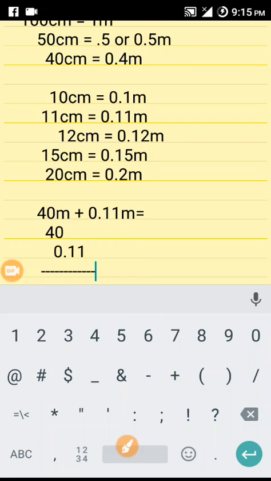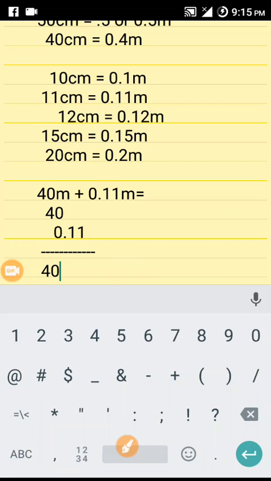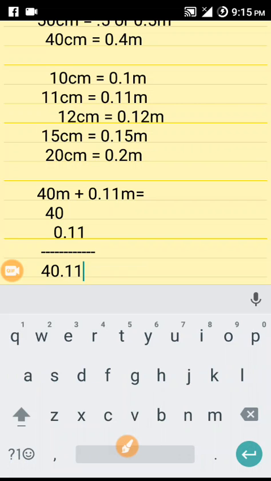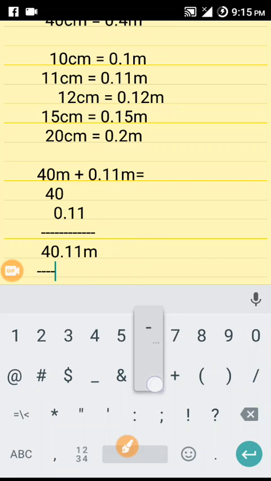So this is what you're going to get. You're going to add what you have there. So we have 40.11, all in what units? Meters. Which we are correct.